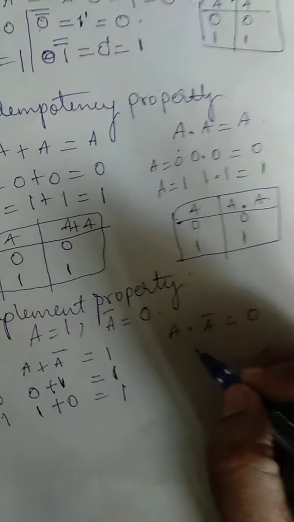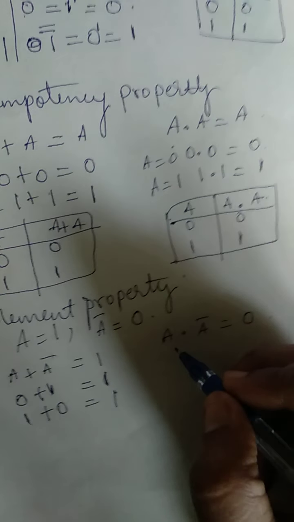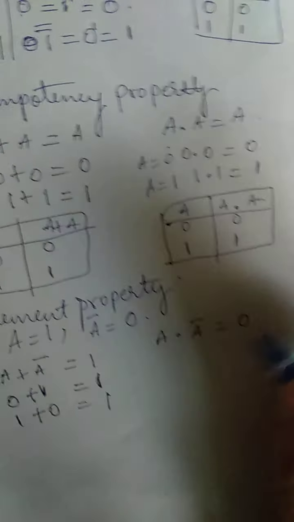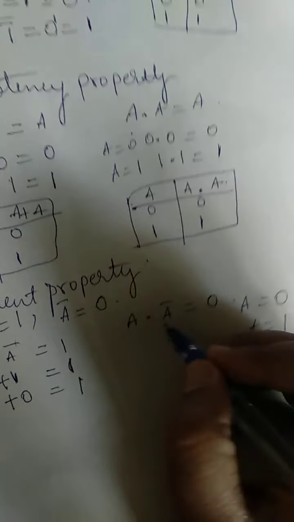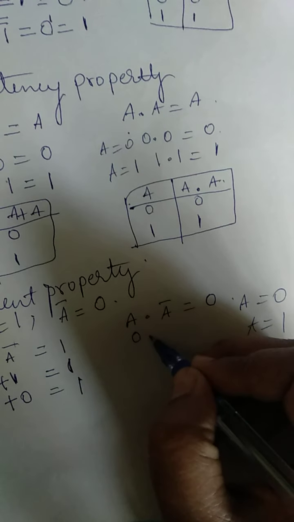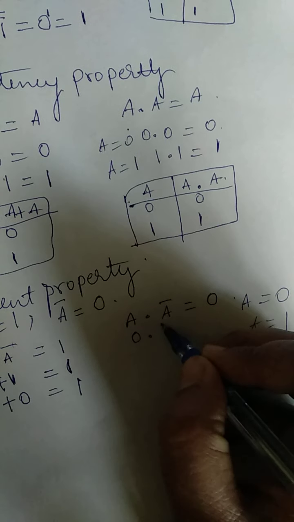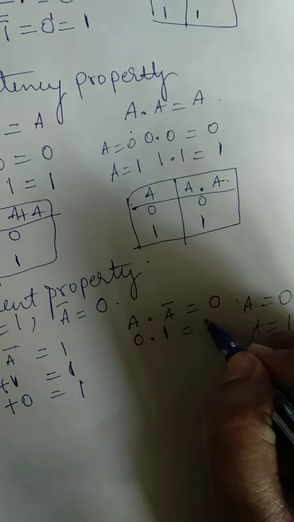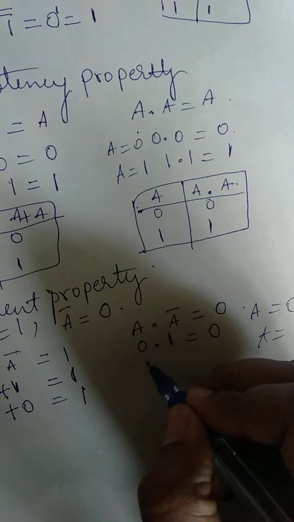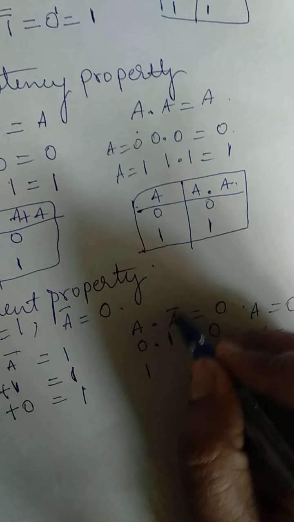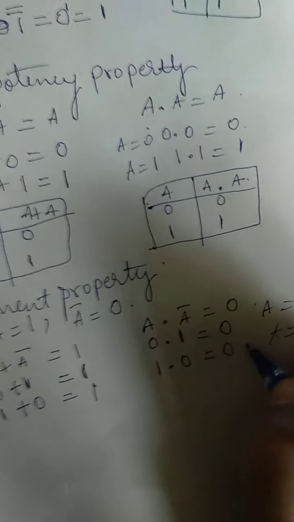So next, for a into a bar is equal to 0, we'll prove this. We'll take the value of a as 0 and 1. So first we'll do it with 0. So 0 into complement of 0, and the complement of 0 is nothing but 1. So the answer, 0 into 1, will be 0. Then a value is 1. Then complement of 1 is 0. The answer will be 0.